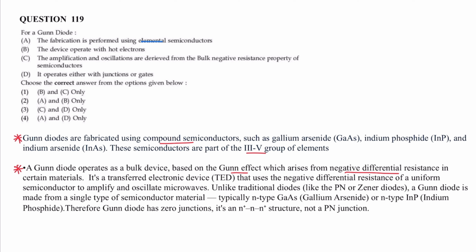The device operates with hot electrons. Statement B is correct. The amplification and oscillations are derived from the bulk negative resistance property of semiconductors. Statement C is correct. It operates either with junctions or gates. Statement D is wrong because the Gunn diode has zero junctions. So this Gunn diode has no junctions. So the correct answer is that statements B and C are correct. Correct option is 1.